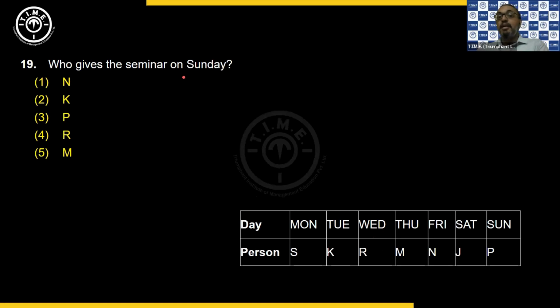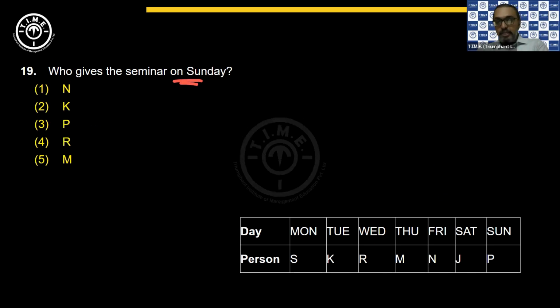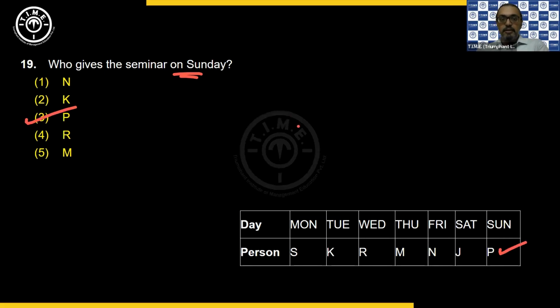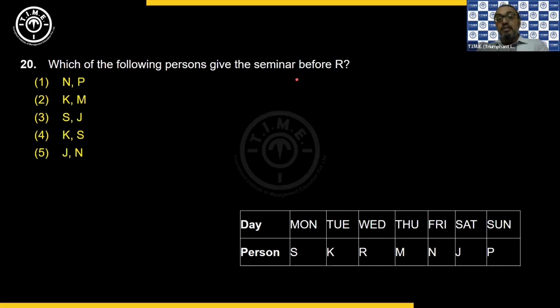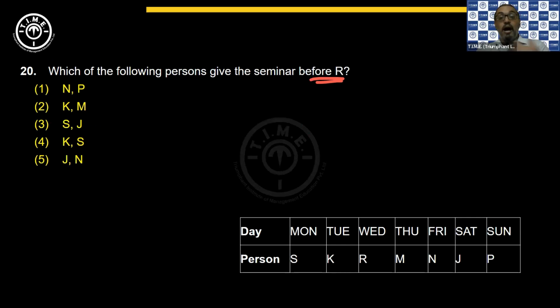Then who gives the seminar on a Sunday? Correct. It is again option 3. P. Very good. Yes. P gives the seminar on a Sunday. And then which of the following persons give the seminar before R? So before R, who are the people giving seminar? Before R. So R is on a Wednesday. So before R. Yeah. It is option 4. S and K. Correct.